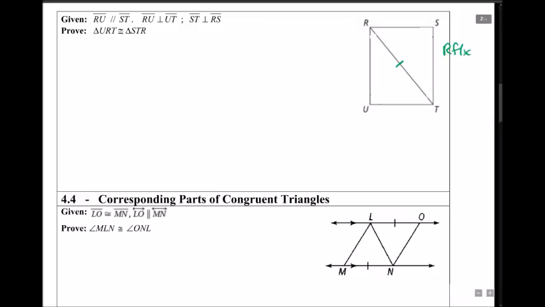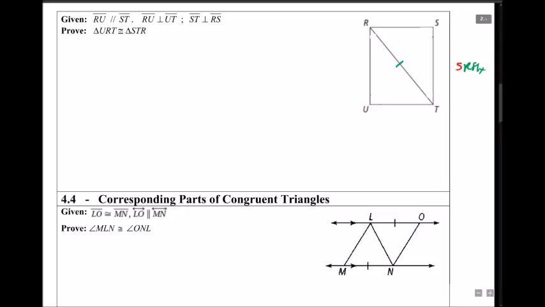I can get a side using the reflexive property. I'm going to move that some. I can get a side, and I don't want to put it there because I want to use that. I can get a side using the reflexive property. Okay, well, that's about all I see on the diagram.